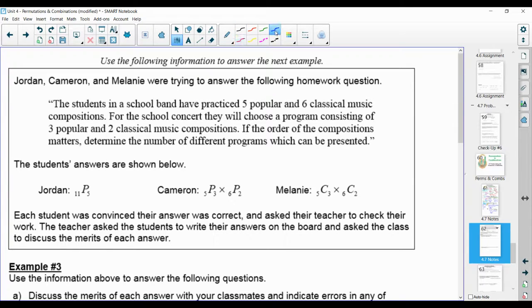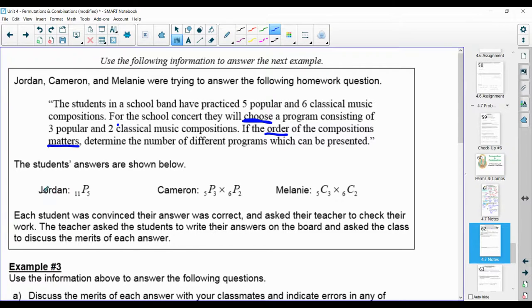All right, so the question says, Jordan, Cameron, and Melanie were trying to answer the following homework question. The students in a school band have practiced 5 popular and 6 classical music compositions. For the school concert, they're going to choose a program consisting of 3 popular and 2 classical music compositions. And I'm going to underline some keywords as we go through this. If the order of the compositions matters, so if order matters, determine the number of different programs which can be presented. So even at this point, you might want to think, how would I solve this problem?